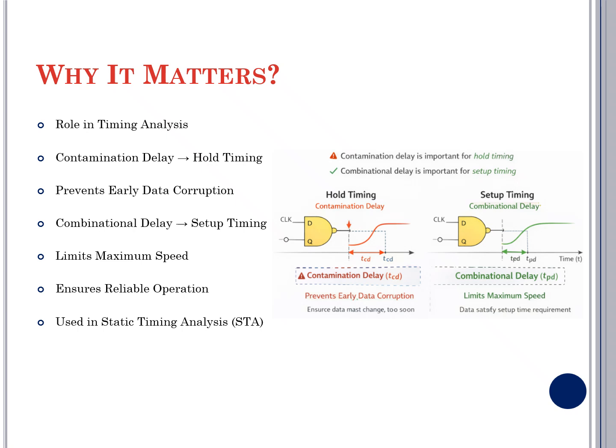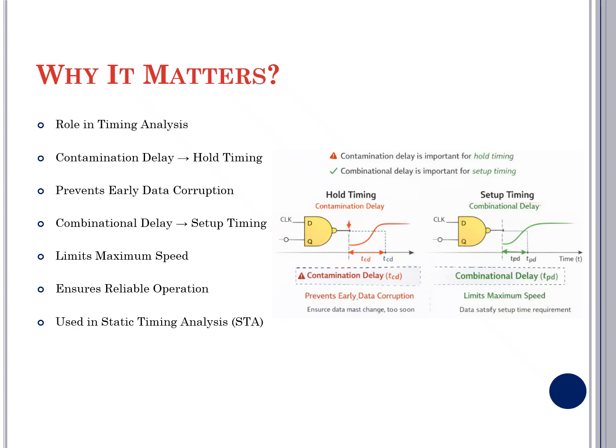Now, let's understand why all of this actually matters. In real digital circuit design, data is transferred between flip-flops on every clock cycle. For correct operation, this data transfer must happen at the right time. And this is exactly where contamination delay and combinational delay become critical. Let's start with contamination delay. Contamination delay determines how early the output can start changing. If this delay is too small, data may change immediately after the clock edge and the receiving flip-flop may capture incorrect data. This leads to a hold time violation.